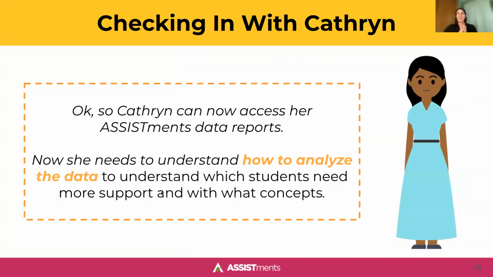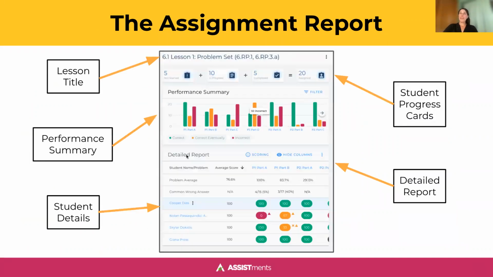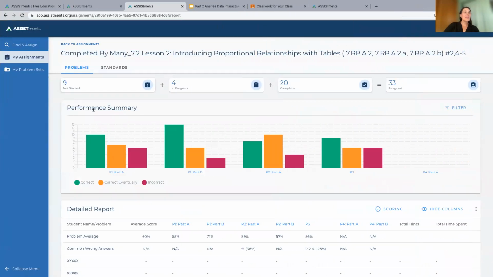All right, so Cathryn now has access to her ASSISTments data report. Now she needs to understand how to analyze the data to understand which students need more support and with what concepts. So I'm going to go live again because that's more of a summary.